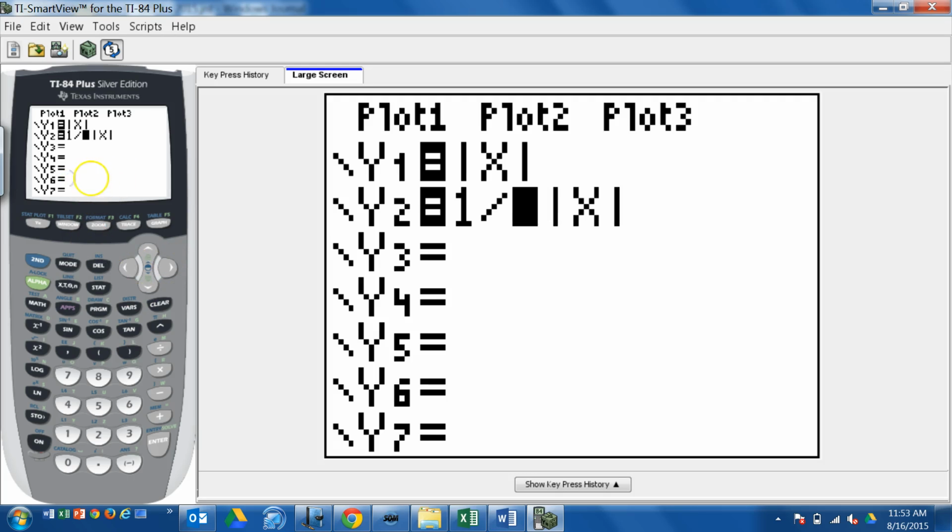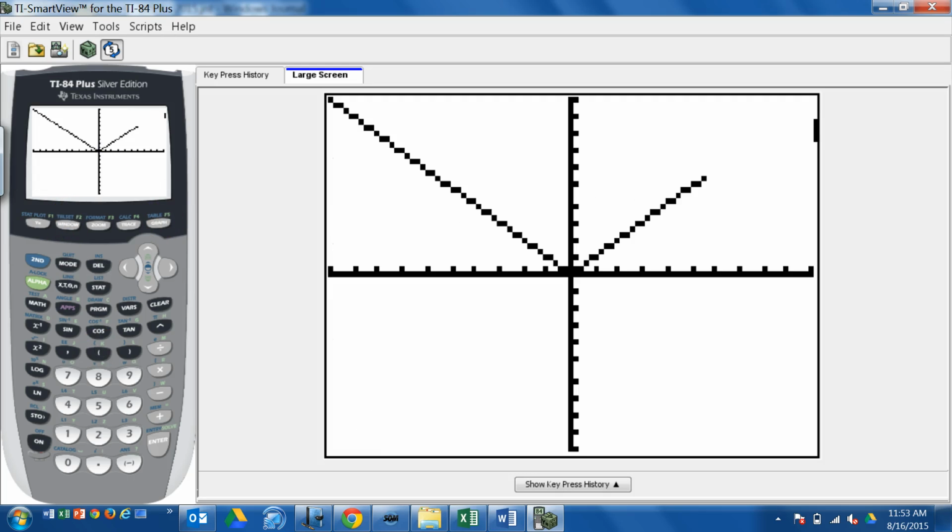Nope, that's not what I want to do. I don't know if I even need these parentheses, but it's good to put them in just in case. Alright, now that's our normal graph.